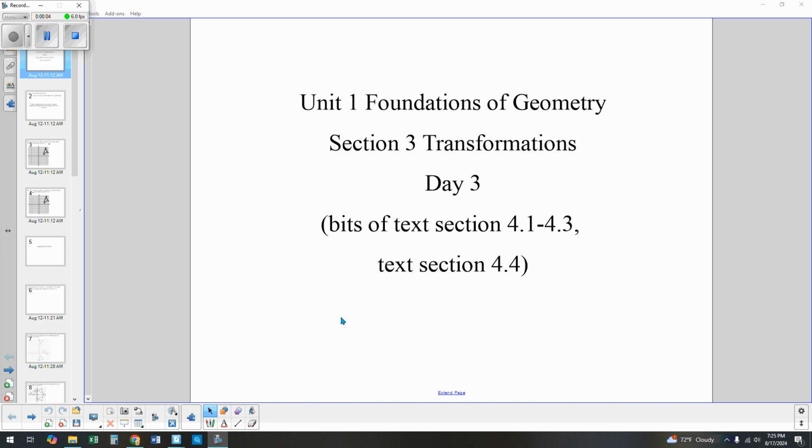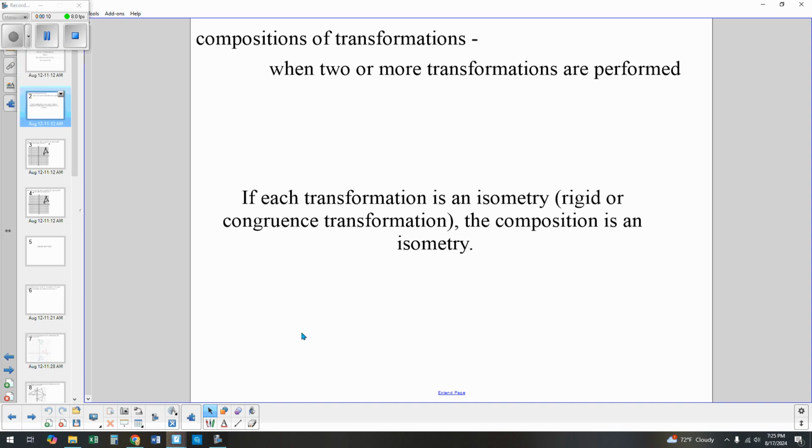This lesson is section 4.4, but also incorporates bits of 4.1, 4.2, and 4.3. So today we're going to talk about the composition of transformations, and that's when two or more transformations are performed. If each of the transformations is an isometry, and remember that means a rigid or congruence transformation, then the composition is one as well.